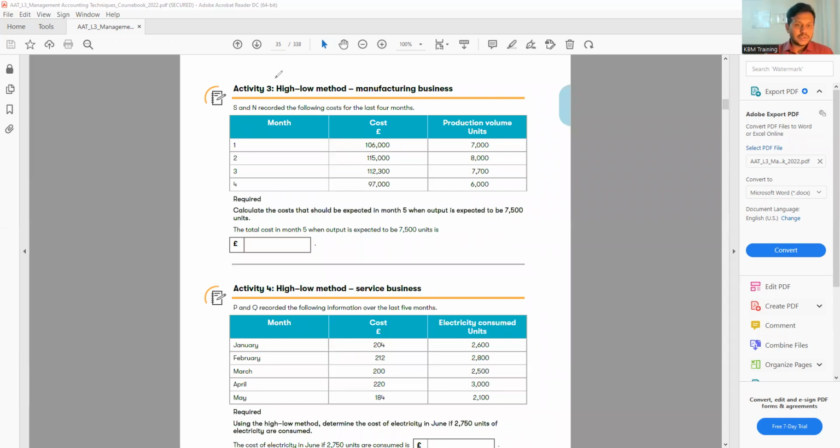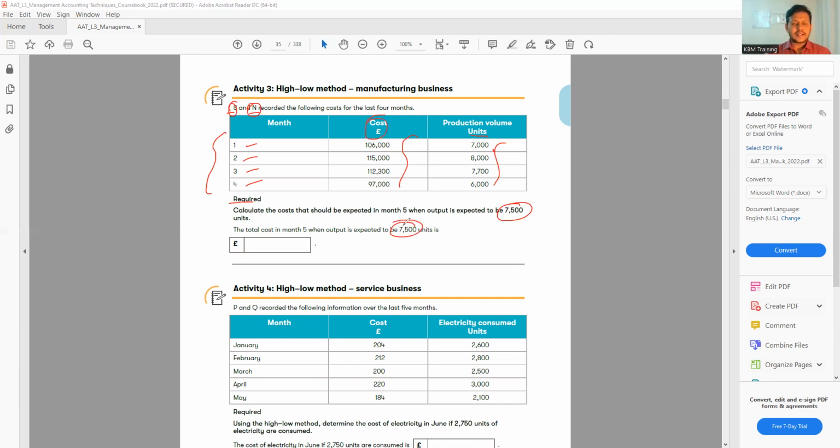So let's read this question. S and N record the following cost for the last 4 months. So month 1, month 2, month 3, month 4. The cost is this one and the unit is this one. Requirement: calculate the cost that should be expected in month 5 when the output is 7,500. The total cost in month 5 when the output is 7,500.